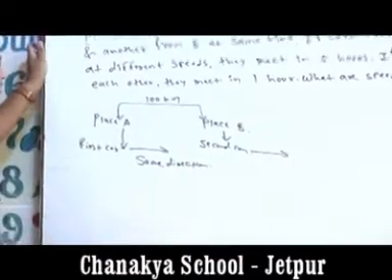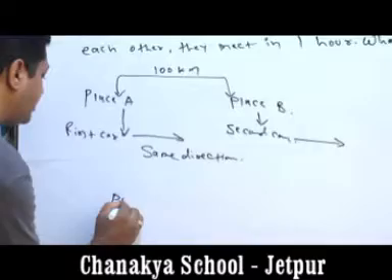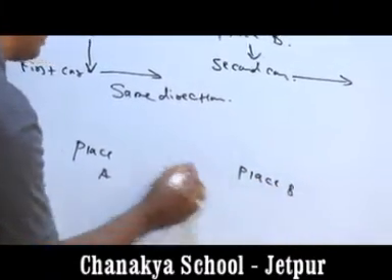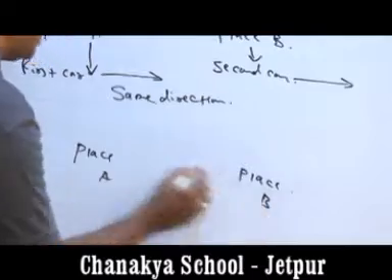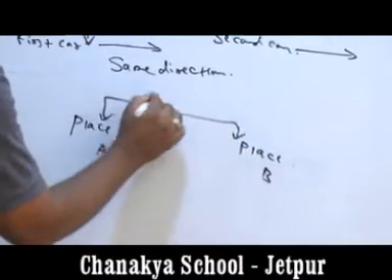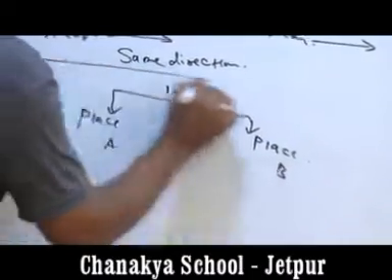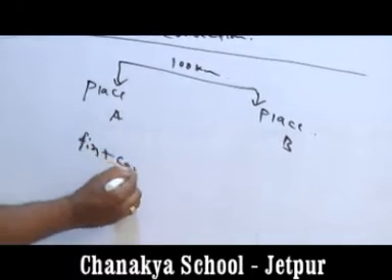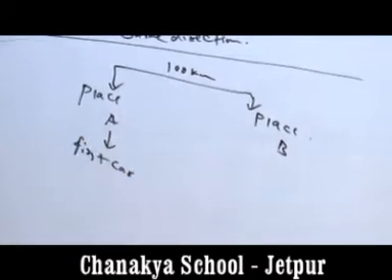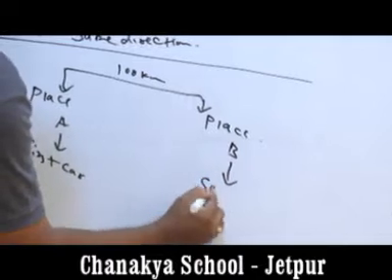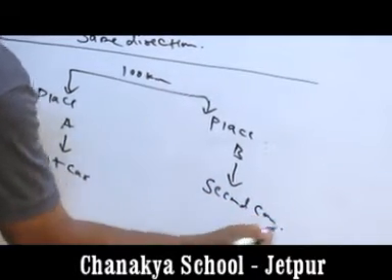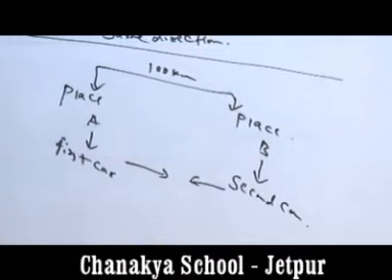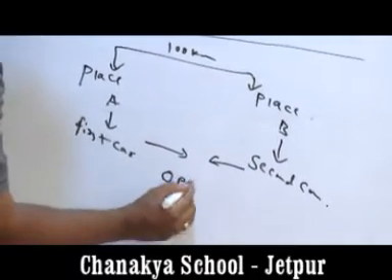Okay, students. In second case, place A and place B are again 100 km apart from each other. First car is going to start from A. Second car is going to start from place B, and they are moving towards each other. That means they are in opposite directions.